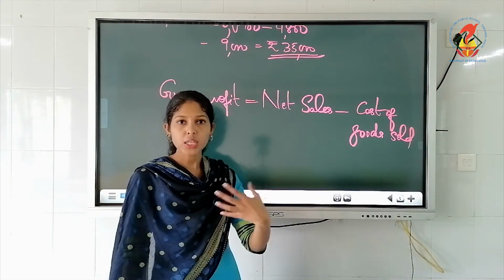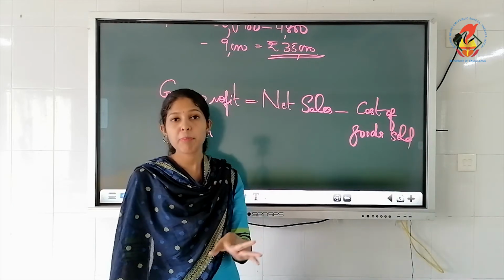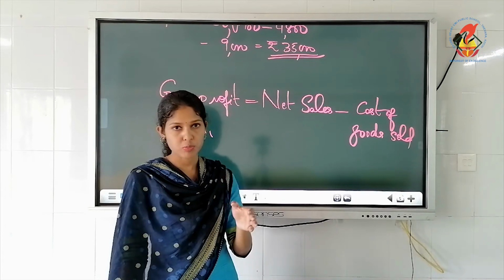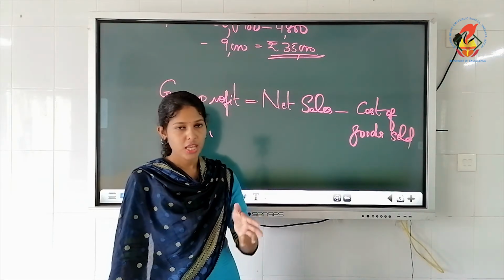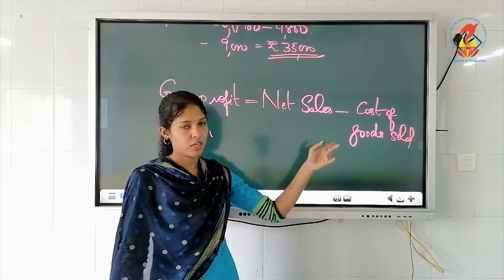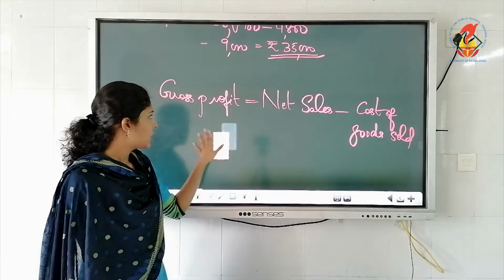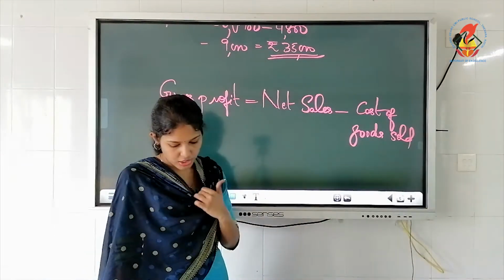Depending on the items given in the question, you have to choose. If they ask you to prepare a trading account, of course you will have to prepare the account and compute gross profit. But if it is just a question to get the gross profit, and these two figures are given, you just have to apply this formula. No need to do the account. So gross profit is equal to net sales minus cost of goods sold.